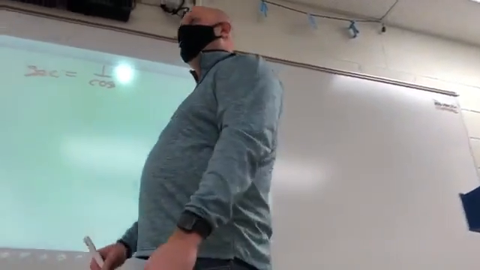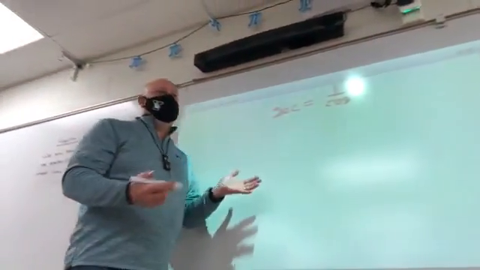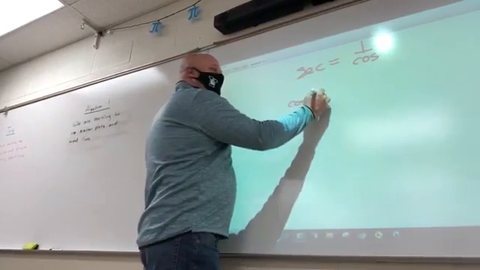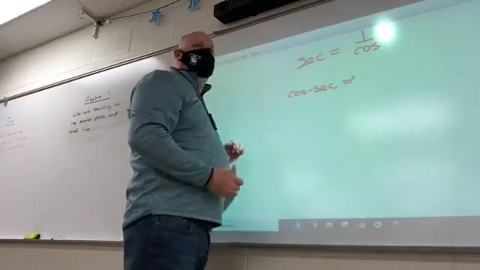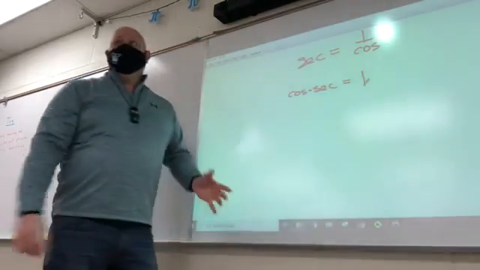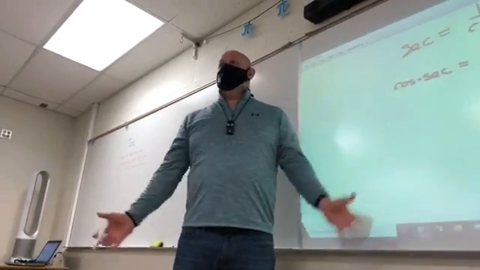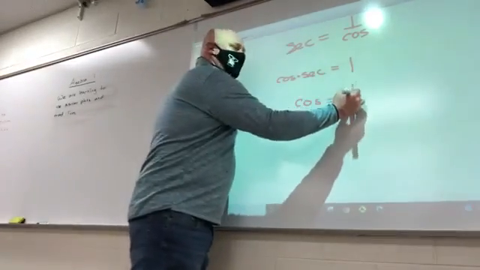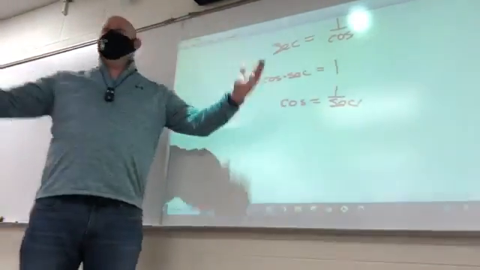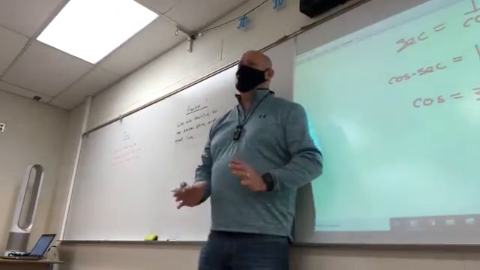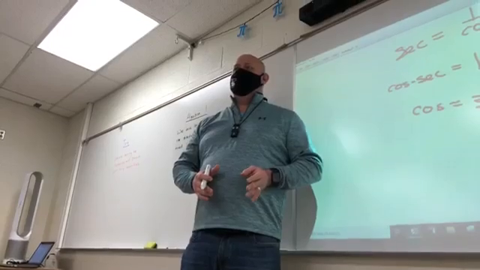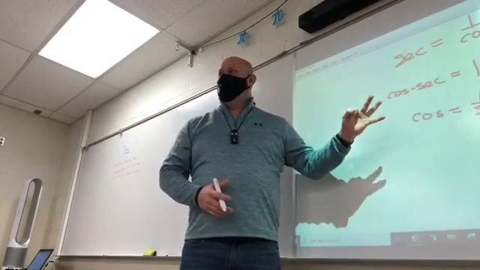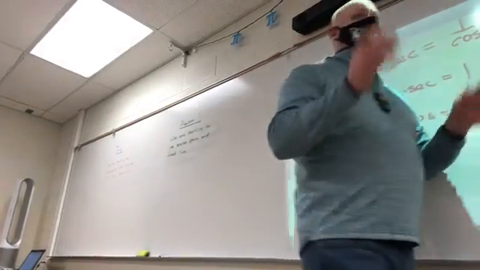What's another one? Manipulate that. Cosine times secant would equal 1. Okay? Can I manipulate it again? Cosine would equal 1 over secant. Great. That's all I want you to do. That's all you're doing. This isn't a trig proof. This is, can I take my 1 tool and turn it into 3? Okay? That whole section, that's all you're doing.